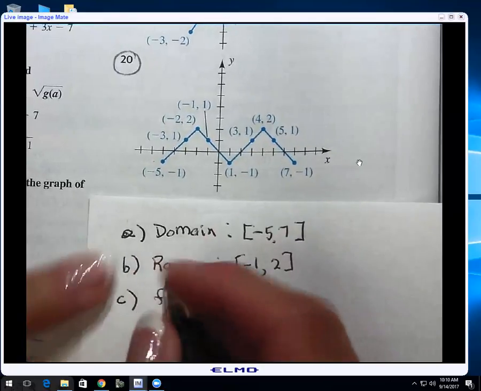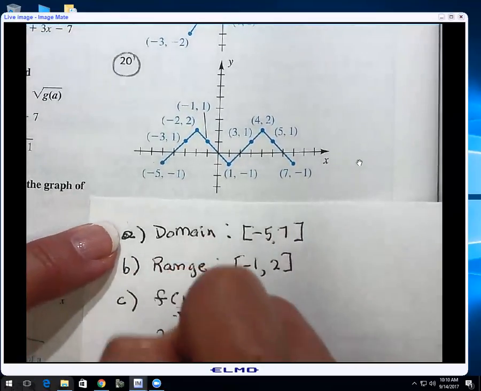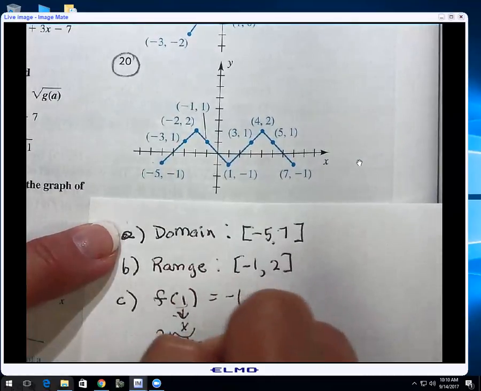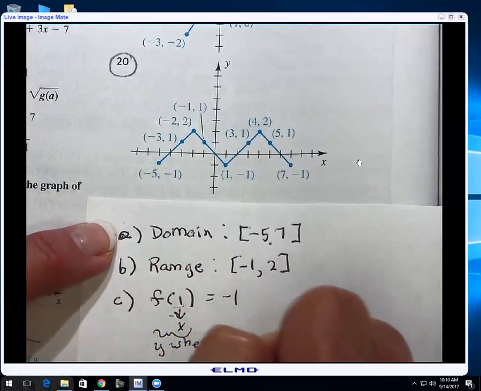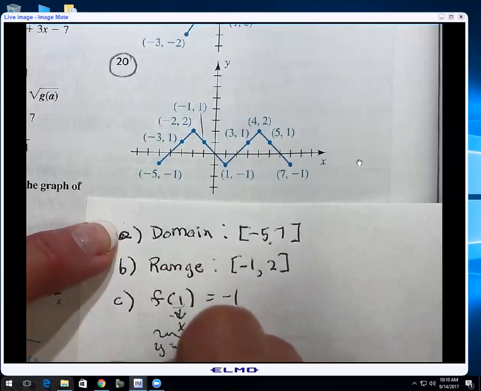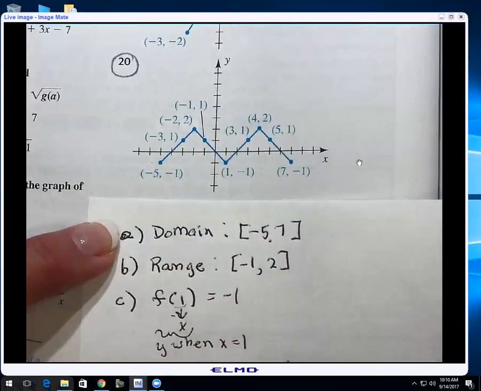The D part says find all x such that f of x equals 1.